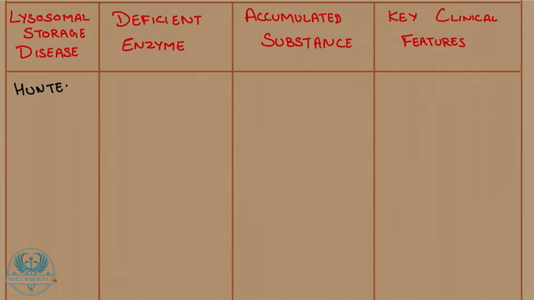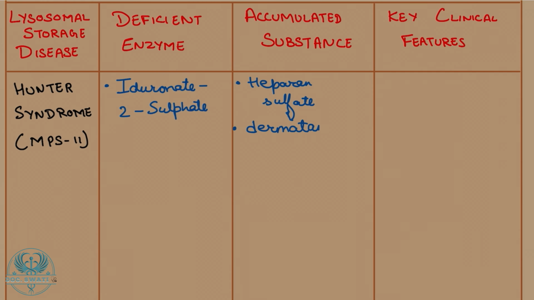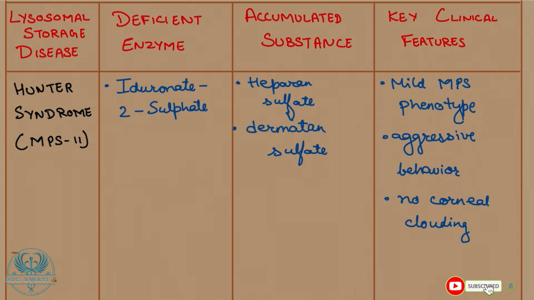Continuing and moving ahead, now let's talk about Hunter syndrome, MPS2, which is caused due to the deficiency of iduronate 2-sulfatase. There is an accumulation of heparan sulfate and dermatan sulfate. It's a mild MPS phenotype. The patients have aggressive behavior and no corneal clouding.